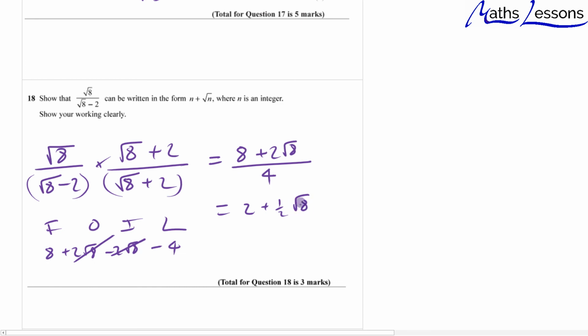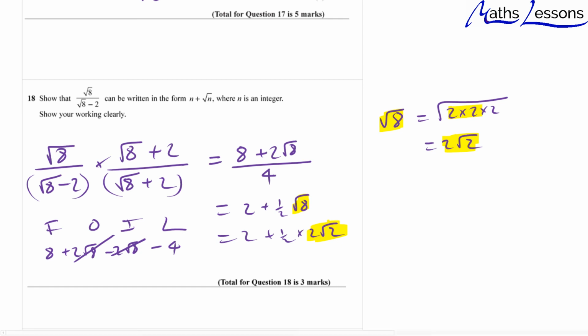Well, the trick comes in with the root 8. Root 8 is equal to the square root of 2 times 2 times 2. And there we go, we've got that pair that's a square that we can take out. So we get 2 root 2. So we've got effectively 2 plus a half times the 2 times the square root of 2. I've replaced the root 8 with 2 root 2. And therefore, a half times 2 is just 1. So I get 2 plus the square root of 2, and I've got it exactly how they want, n plus root n, where n is an integer.